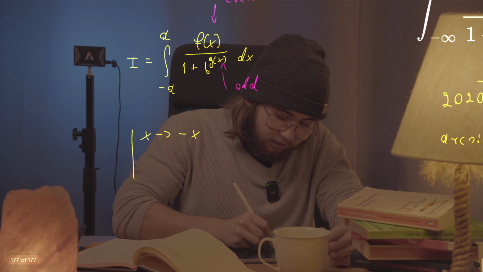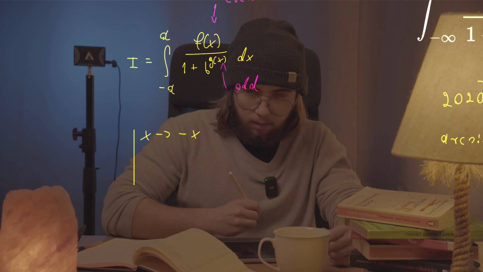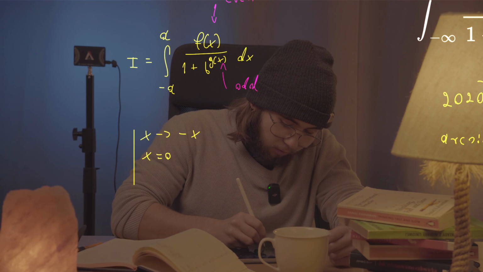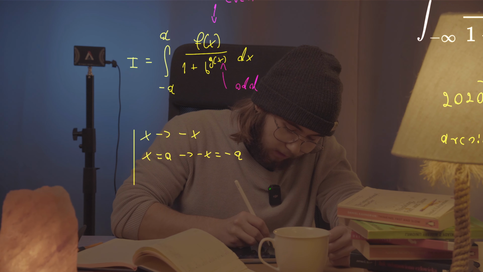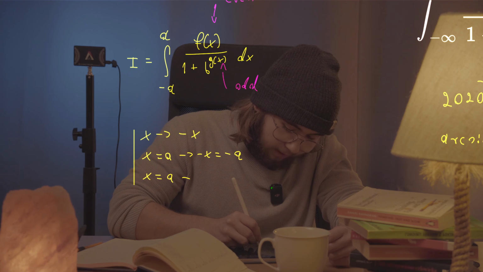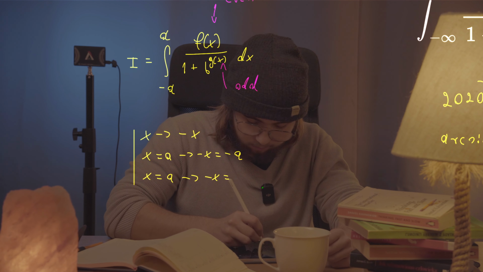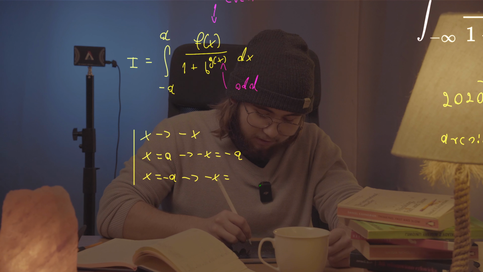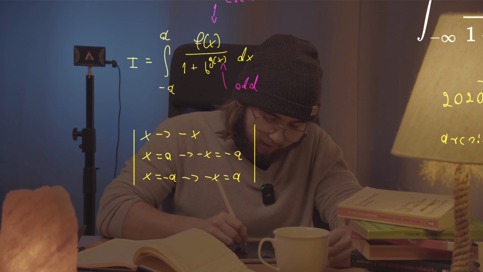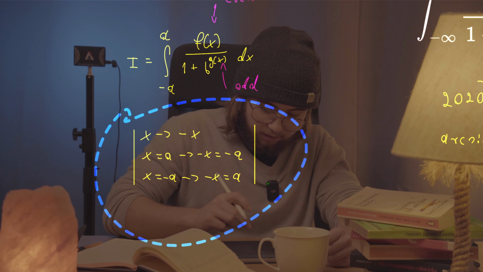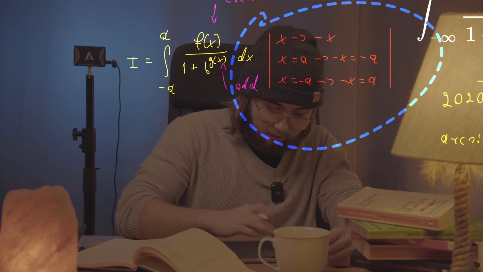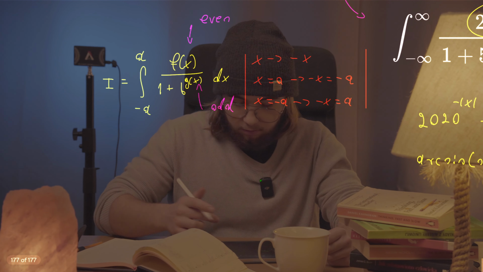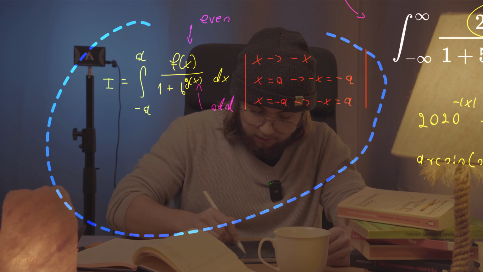So we will see that this substitution will actually flip our bounds of integration, because as x was equal to a, negative x is going to be equal to negative a, and also as x was equal to negative a, negative x is going to be equal to positive a. I would like to make it some different color so it stands out, let's say orange, and move it right over here. And so this substitution right over there is going to give us something like this.